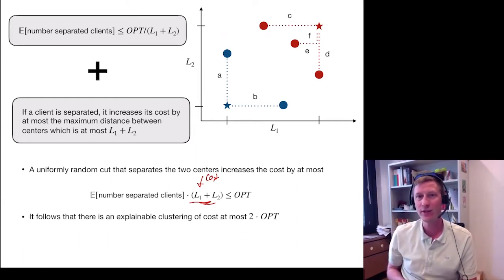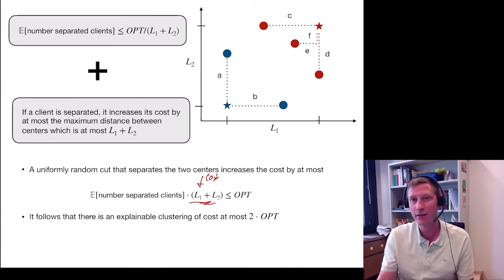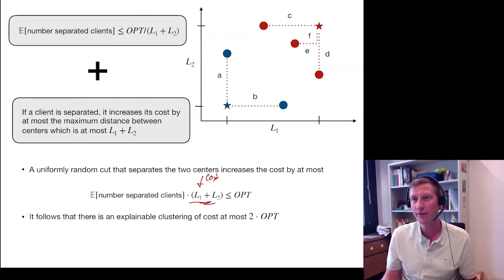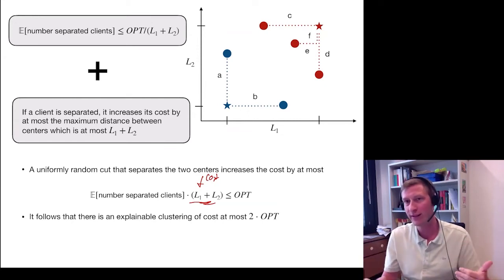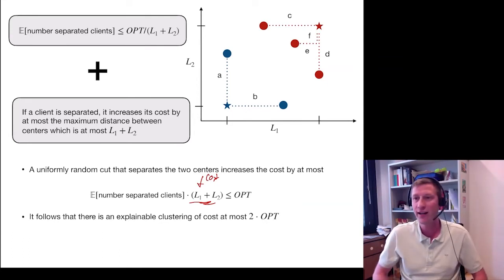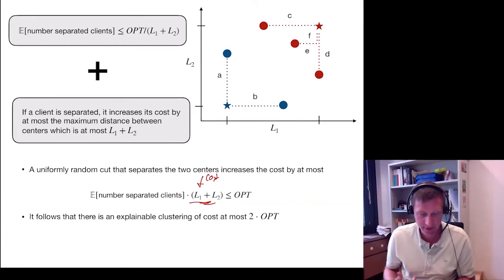So there are two ingredients here. A random cut separates few points as a function of opt, well, opt over the side lengths of the bounding box, and the cost increase of separating a point is at most the sides of the bounding box. Okay, so those are the two cases.